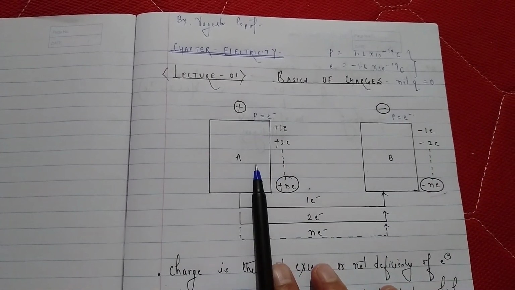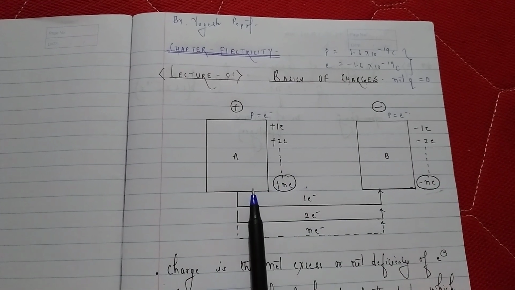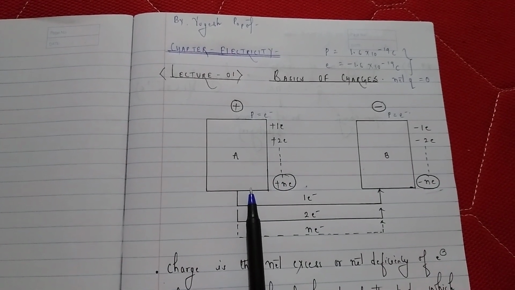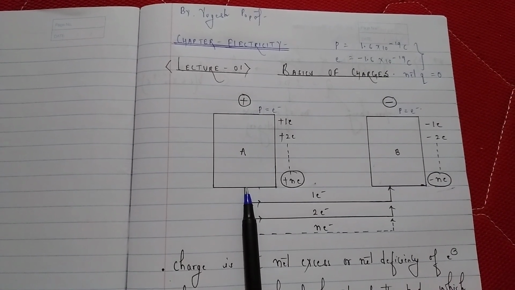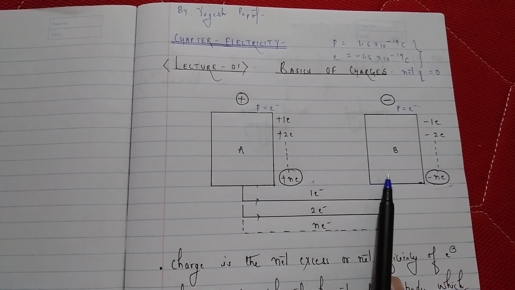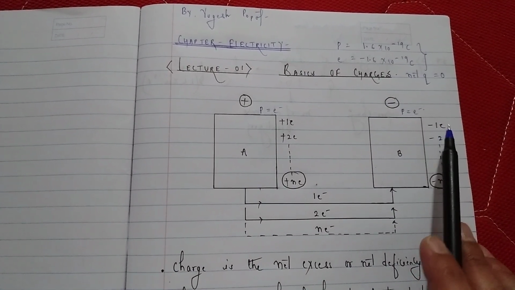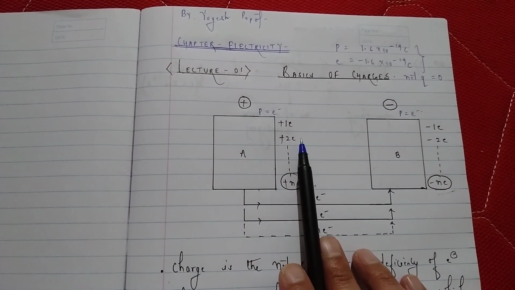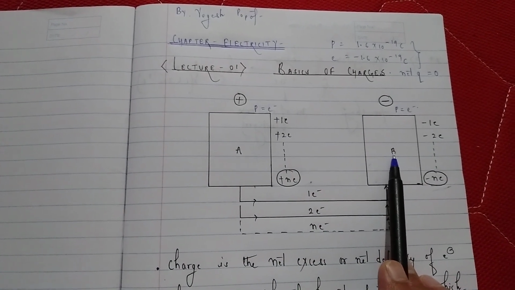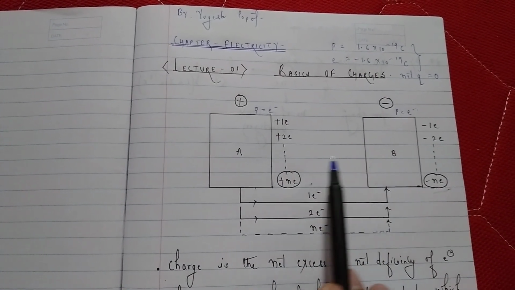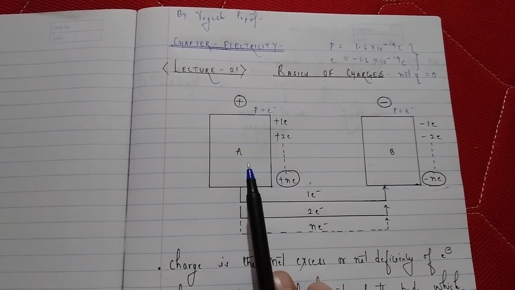Suppose I transfer one electron from body A to body B. There are many methods of electrification that we'll discuss a little later. If I transfer one electron from body A to body B, then body B becomes minus 1 e charged and body A becomes plus 1 e charged, because body B gains one excess electron, and body A has a deficiency of one electron with respect to protons.